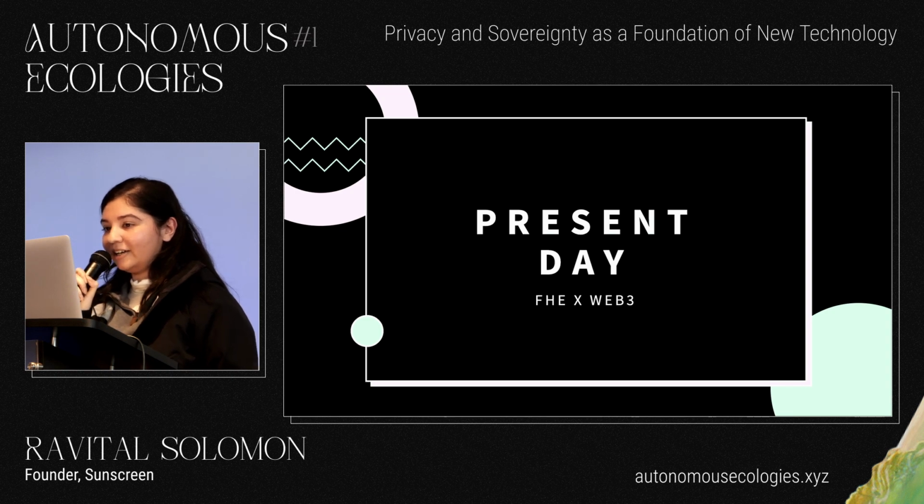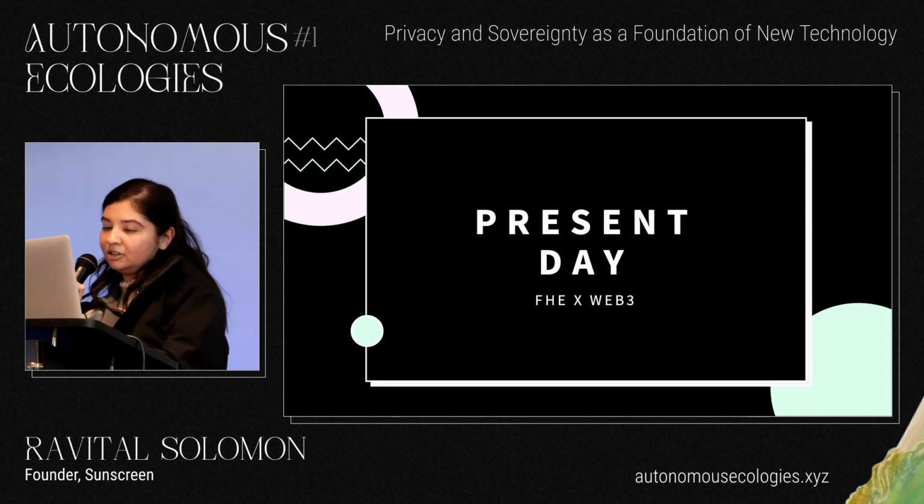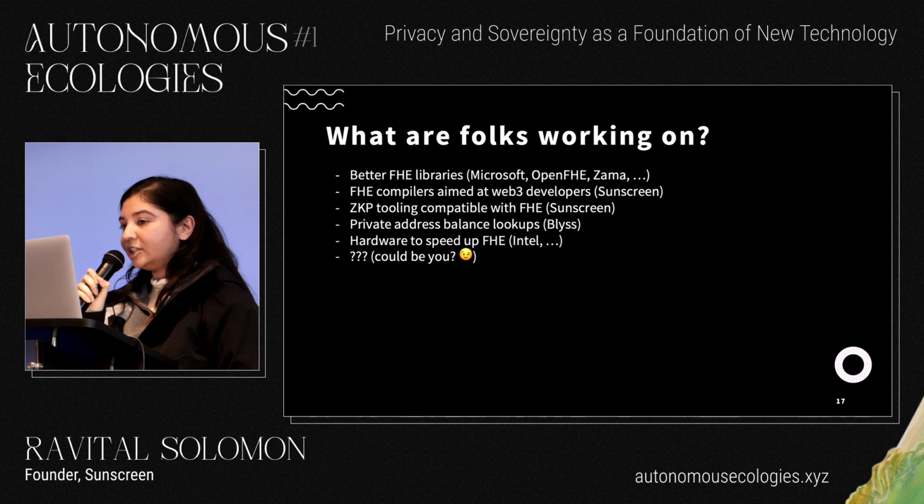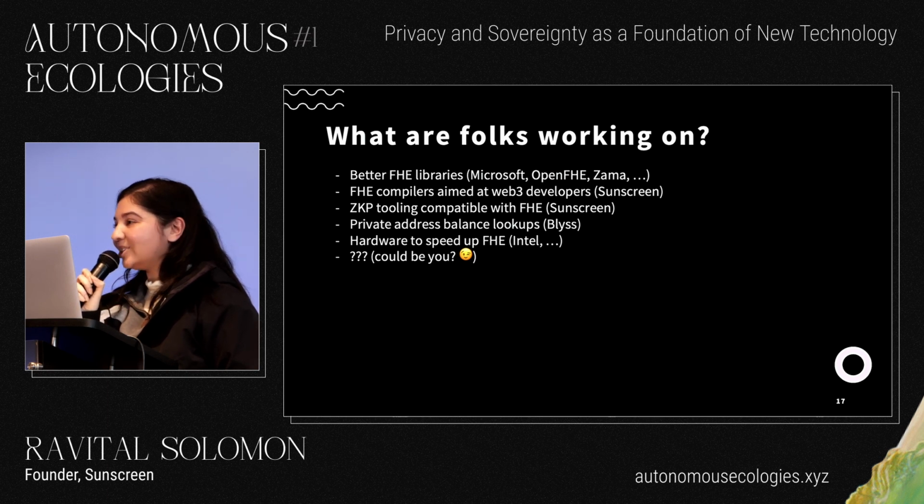Let's take a little bit of a look at what people are currently working on when it comes to FHE and Web3. So we have a number of companies, both big and small, trying to build better, more optimized FHE libraries. There are some folks, specifically us, working on building an FHE compiler aimed at some of the needs of Web3 developers. We are also working on zero-knowledge proof tooling that is compatible with FHE and provides decent efficiency. There are some other folks working on private address balance lookups. And finally, there's been quite a bit of interest both from big companies and startups in building hardware to speed up fully homomorphic encryption.